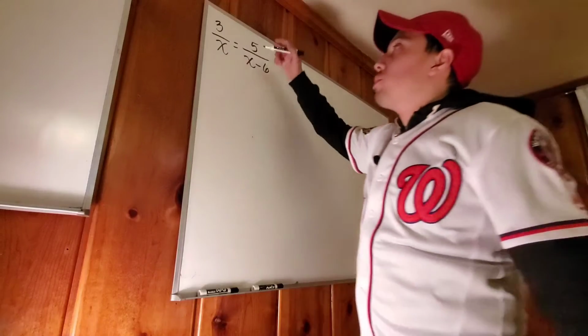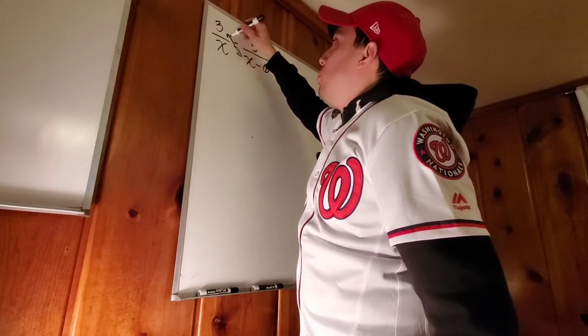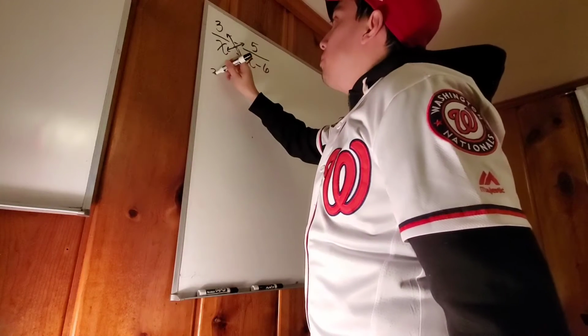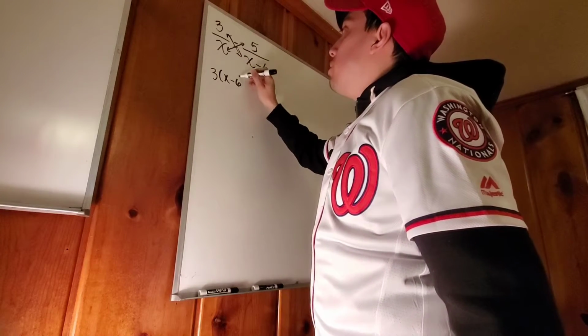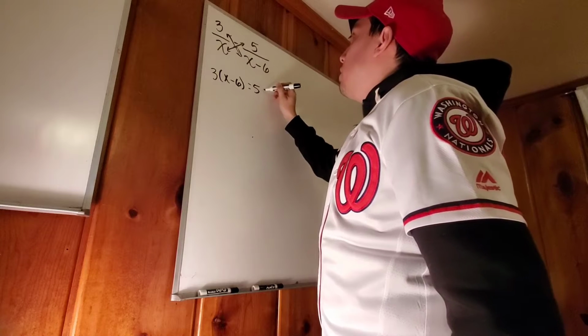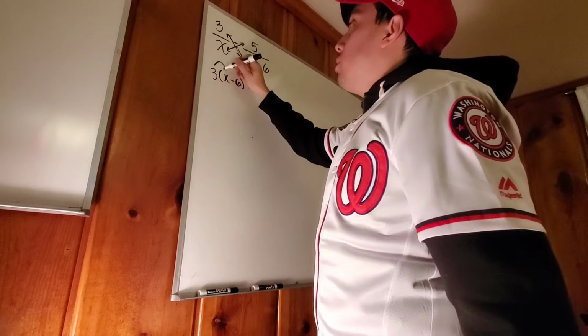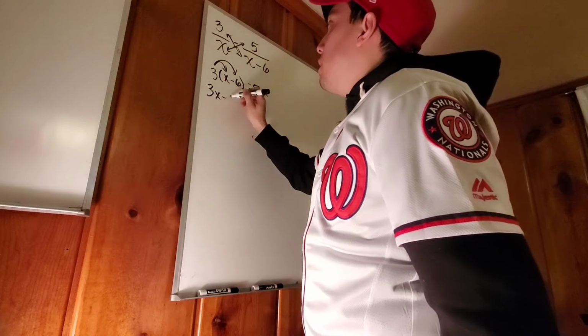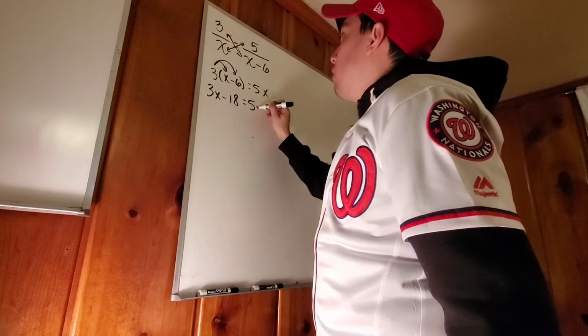And so what we have to do is cross multiply this one. Boom, boom. And boom, boom. And so it's going to be 3x minus 6 equals 5x, right? And so we're going to distribute the 3 and the x minus 6. So it's going to be 3x minus 18 equals 5x.